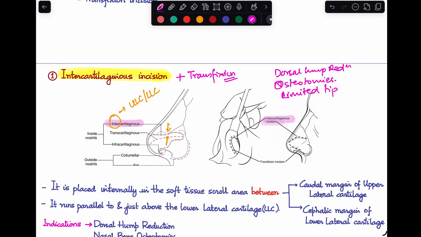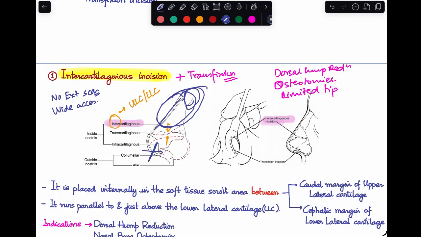So, these are some basic indications of using this incision. Let's also understand some advantages of this incision. Because we are placing the incision inside the nose, we have no external scar. So this is basically a hidden incision. Next, we get a very wide access to the nasal dorsum and the bony vault of the nose. The nasal dorsum and the bony vault lie over here.